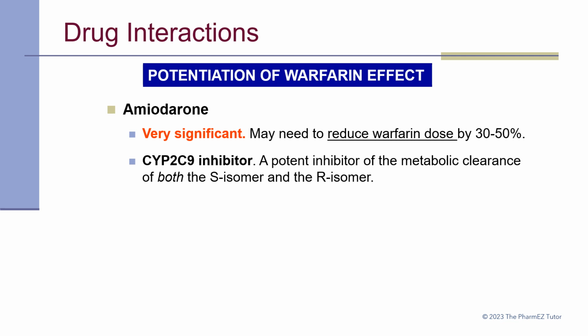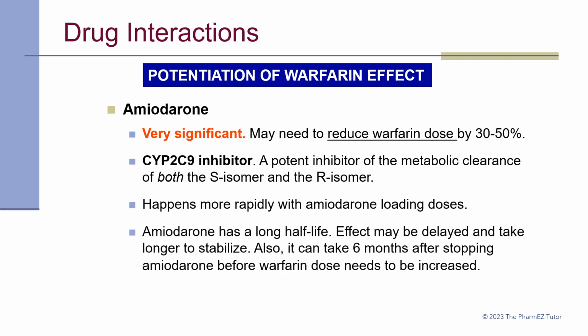Amiodarone is a CYP2C9 inhibitor. It's a potent inhibitor of the metabolic clearance of both the S isomer and the R isomer. It happens more rapidly with amiodarone loading doses. And amiodarone has a long half-life. The effect may be delayed and take longer to stabilize. Also, it can take 6 months after stopping amiodarone before the warfarin dose needs to be increased.